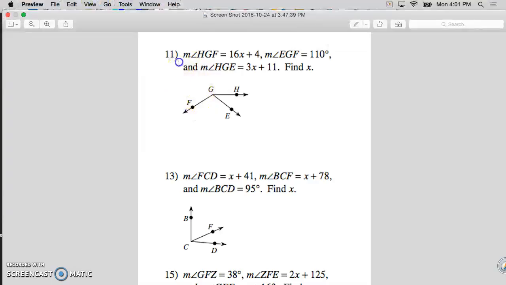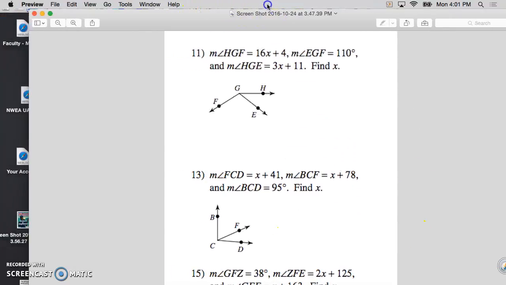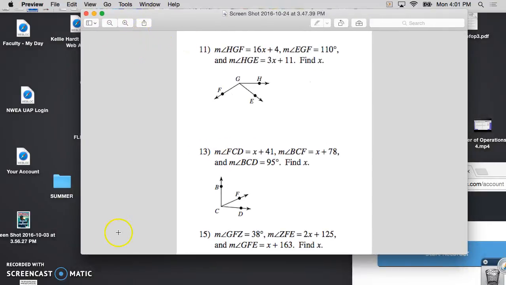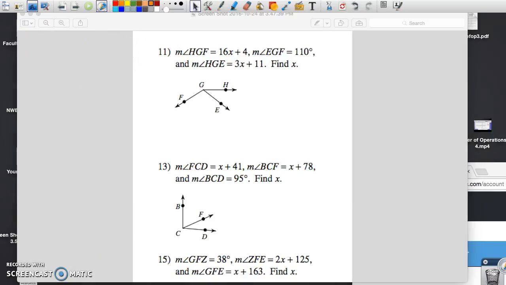Number 15. What do we have for number 15? I can't see it. Okay. Can you guys see number 15? Okay. So for number 15, there it is. Let's see if I can get that there. Okay. I have plenty of time on the clock.